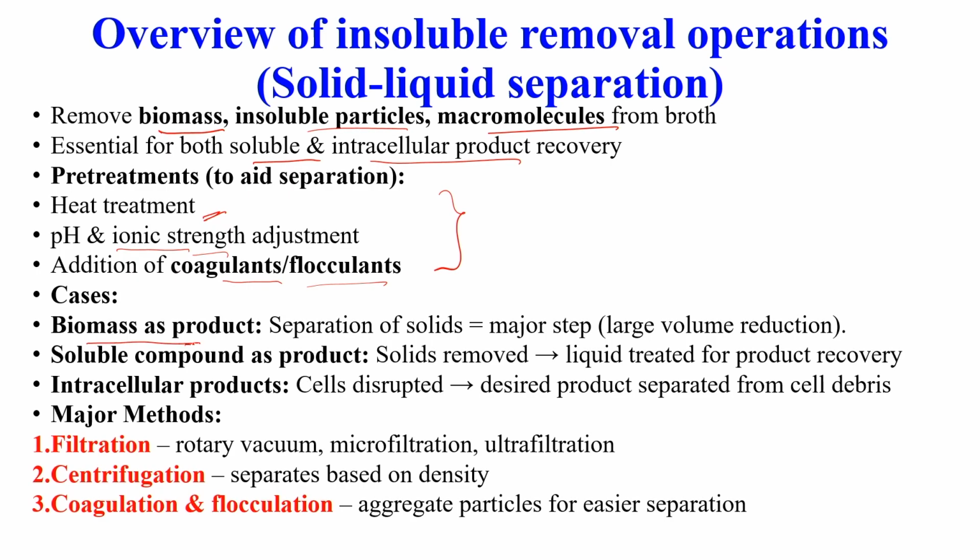Now, biomass can be your product, so you need to separate the solid, that is a major step. Or a soluble compound is the product: you remove the solid, then you take the liquid for the next step. Or if it is intracellular, then you have to go for cell disruption and remove the cell debris, again following these three methods, that is filtration, centrifugation and sedimentation.